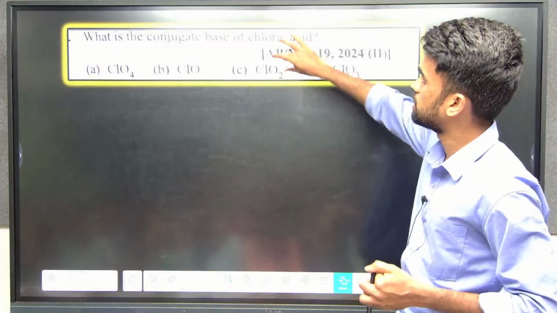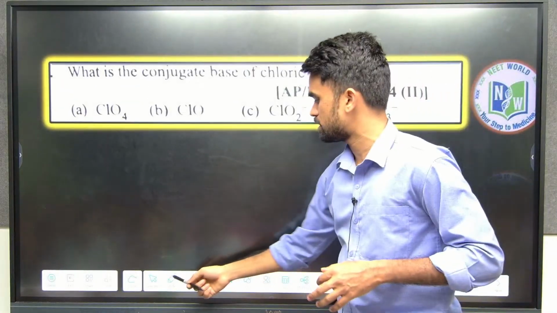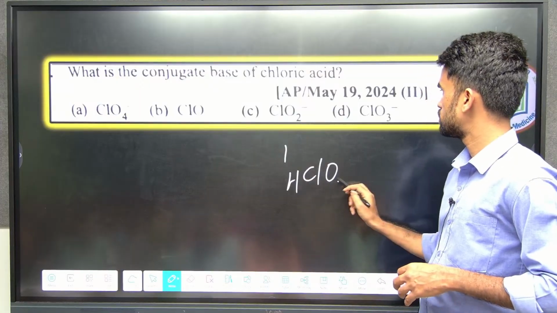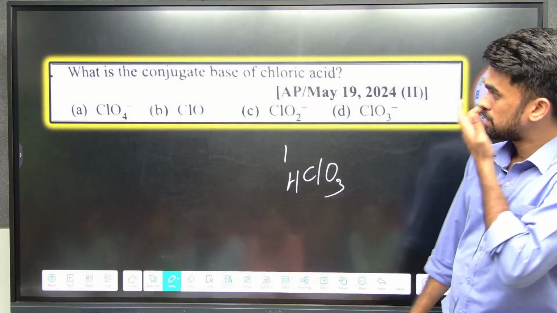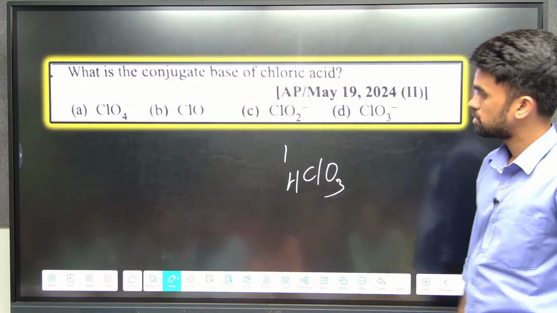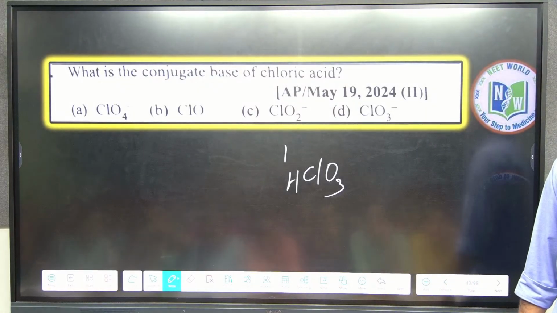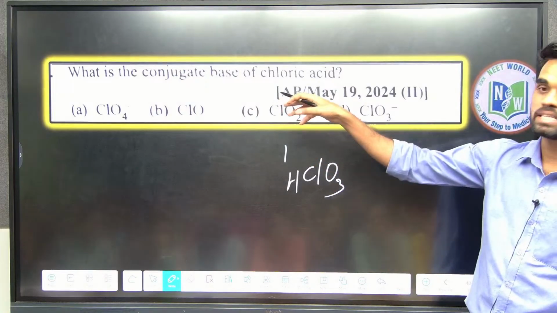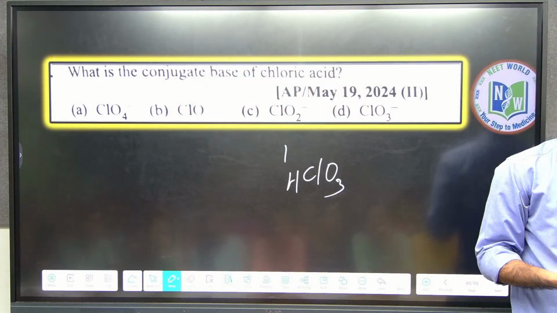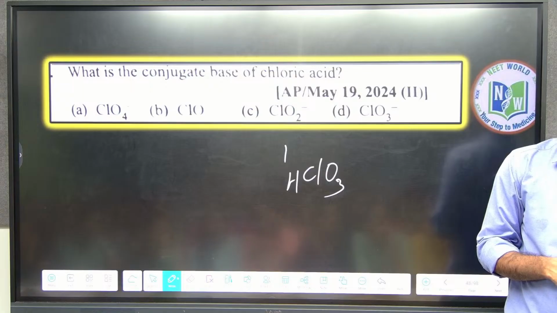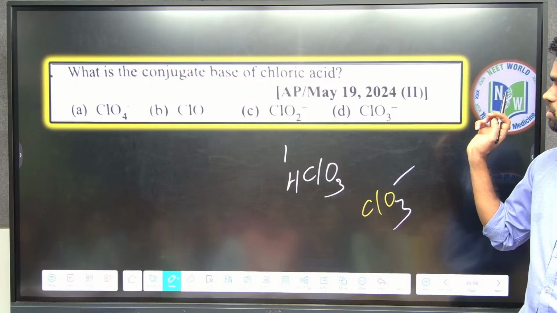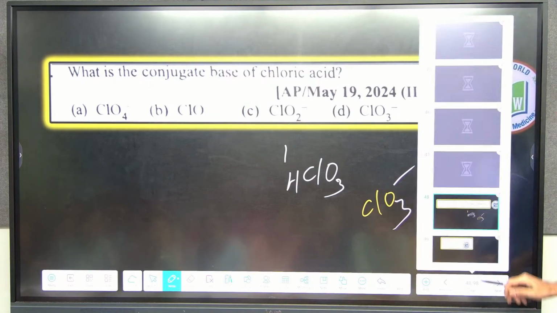Here see once again. What is the conjugate base of chloric acid? Chloric acid means what first of all? HClO3. Conjugate base means what should I do? After removing the proton, what is remaining? Only ClO3 minus. Okay, that's it.